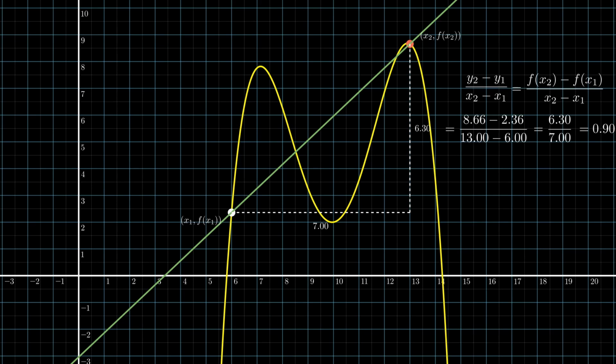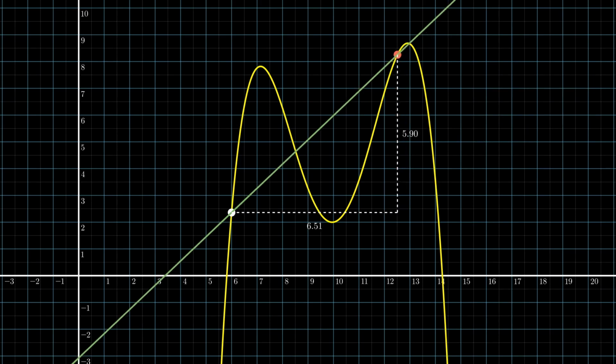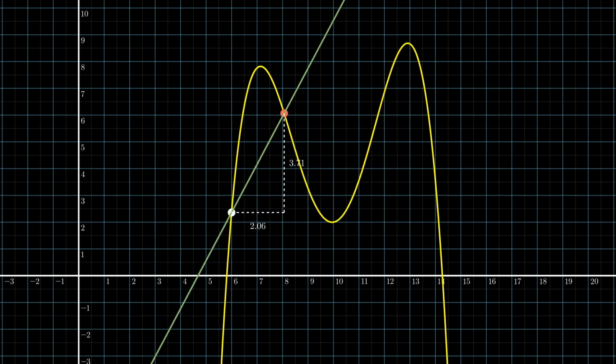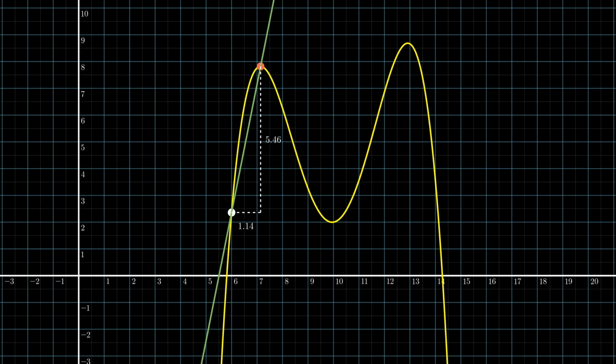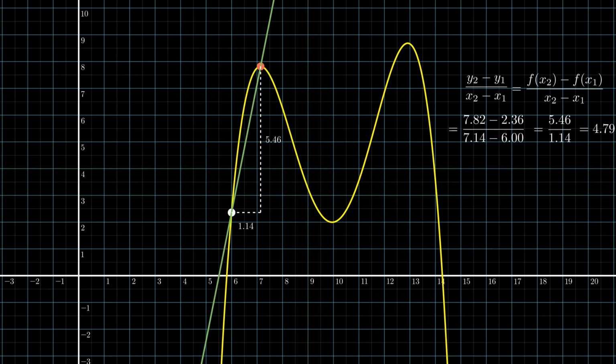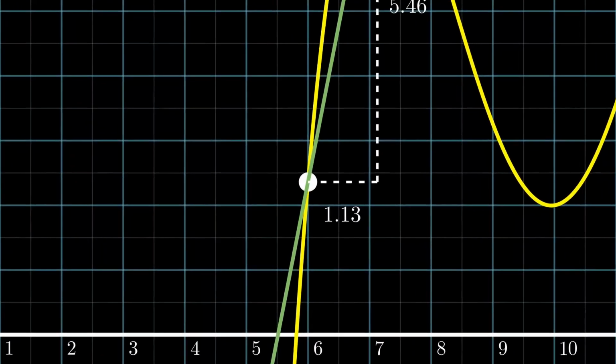But this straight line doesn't tell us exactly how steep it is where we're standing right now. So what can we do? We move the point closer to our position. Now the straight line better approximates the steepness of the curve at our location. Repeating the calculation, we get a change in y equal to 5.46 and a change in x equal to 1.14, which gives 4.79. So we're climbing 4.79 kilometers per kilometer we move forward. So this is a lot steeper. But even this is not exact. So we move the point even closer.